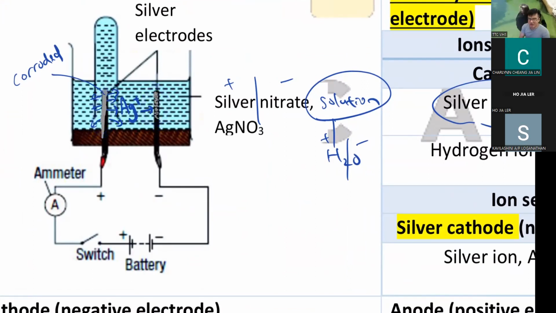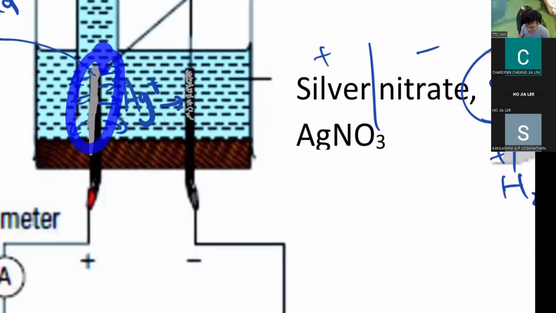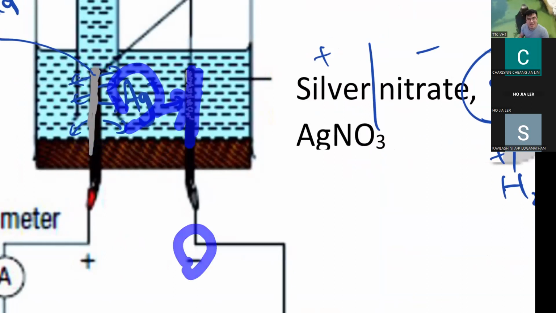If you want to coat your key with silver, do you put it here or do you put it here? Which one is the sticking part? You see, the cathode is the sticking part, right? Silver sticks on it, right? So you put your keys here.